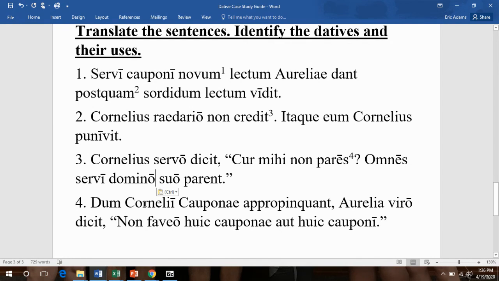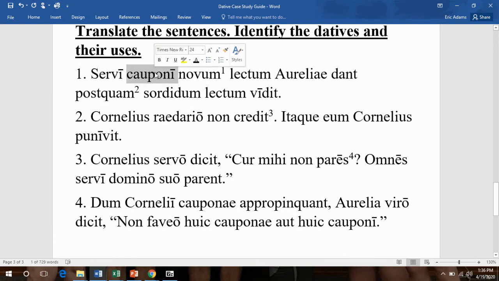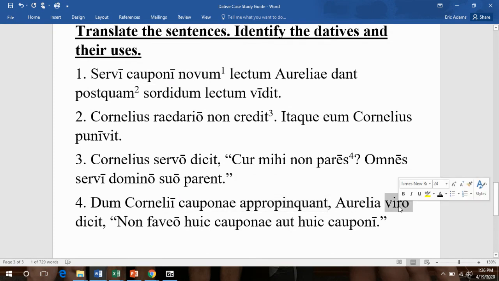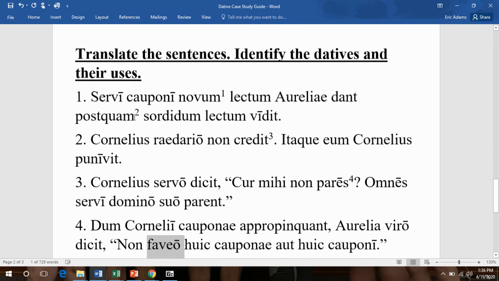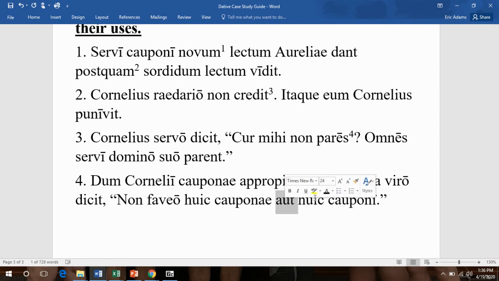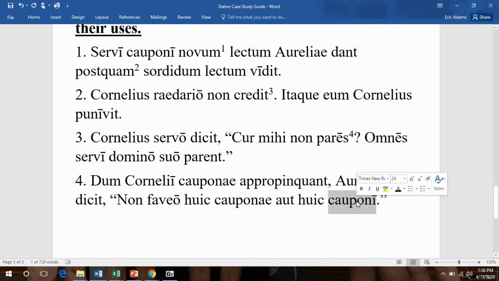Here you have dum is "while," Cornelii caupona. Here it probably doesn't need to be capitalized, and instead of caupo, which is the innkeeper, third declension, this is caupona, first, which is the inn itself. Of course, appropinquat, Aurelia, husband or man, dicit, say or speak, faveo, favor. It's in group 4, principal parts. You can see it up there. Hic means this. It's in the dative case. Caupona is again the inn, and then again this in the dative case, and caupo is innkeeper.